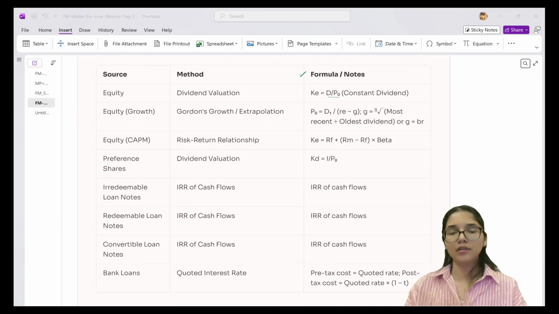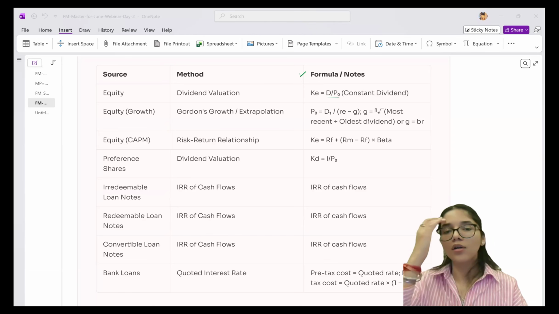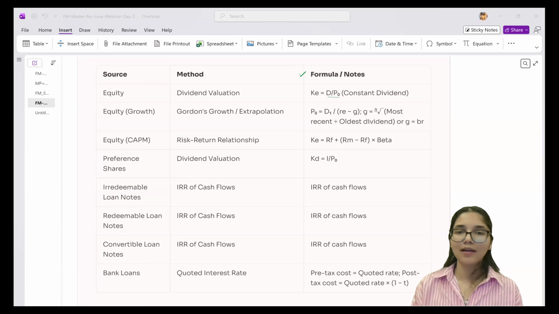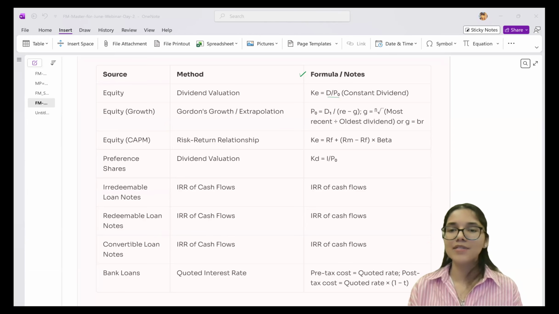So here the growth rate can be given to you in the question, but if it is not given to you, then there are two possible ways to calculate the growth rate. You could either use Gordon's growth model. What's the formula that we've learned under Gordon's growth model? Yes, it's g = b × RE, that is your retention ratio multiplied by RE, the return that the company is generating on the net assets. Absolutely right, guys.